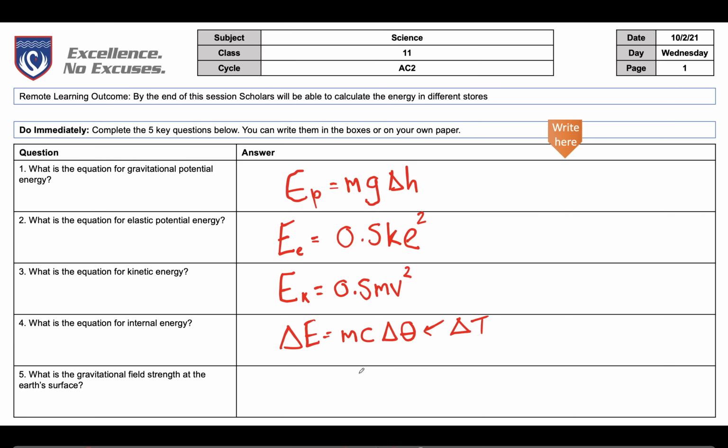And then 5 is, what is the gravitational field strength at Earth's surface? That is 9.8 newtons per kilogram. So 9.8 newtons per kilogram.